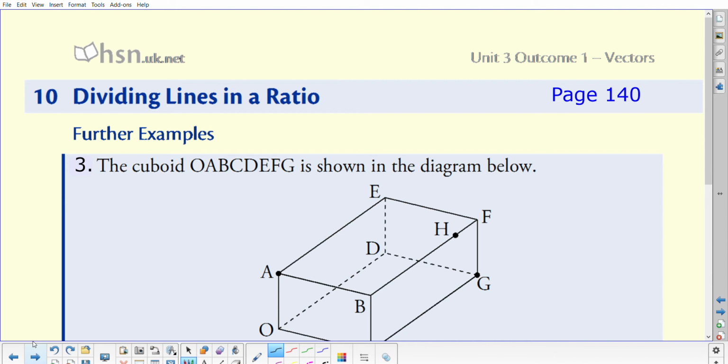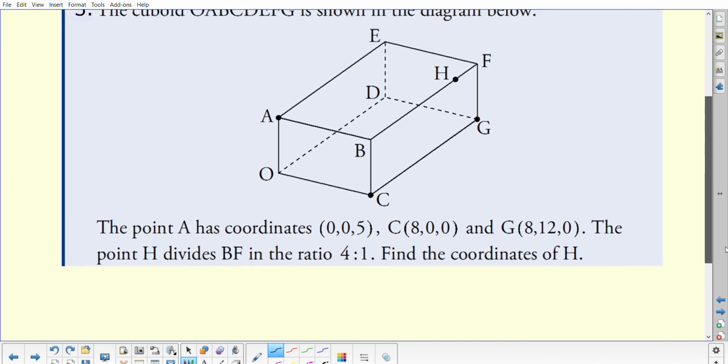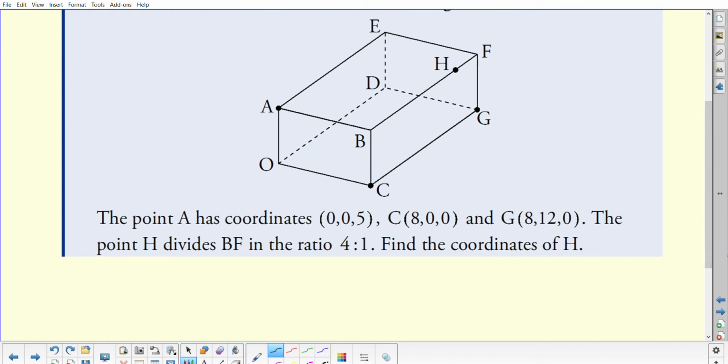Right, so just another couple of examples. In this question here, you've got a cuboid and they're giving you the corner points A, C and G, and they're saying to you that the point H divides the line BF in the ratio 4:1.